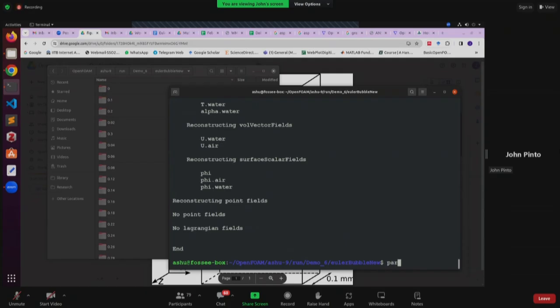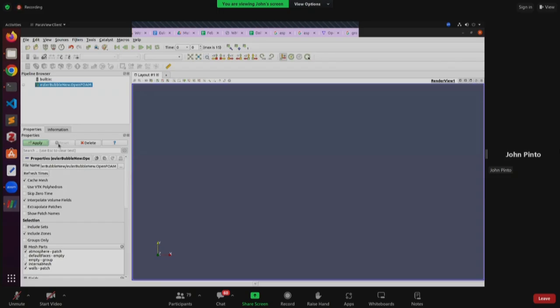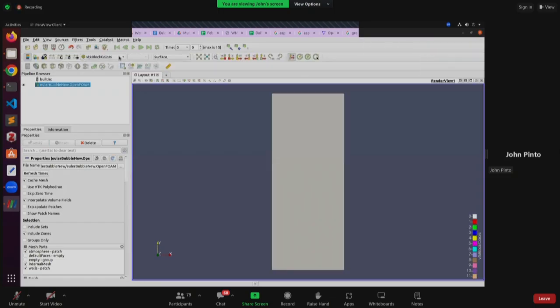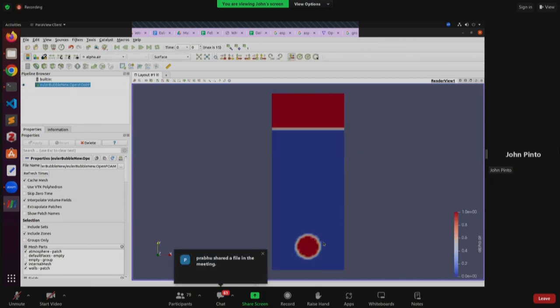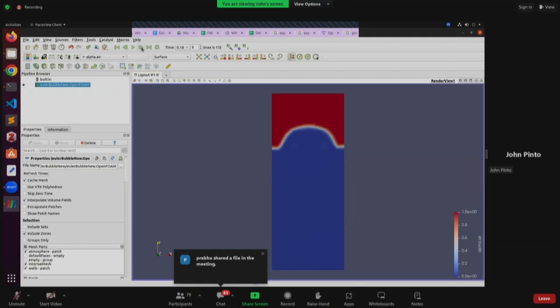Now I will run the command paraFoam. And if I click apply, and from here, I want to see the phase fraction for air. So you see, to begin with, air is at the bottom. As I'm clicking, we see the air region. Now, in this case, the difference is this is the air region and not a bubble. It is going up and mixing with the air at the top. So this is the result that you are getting.